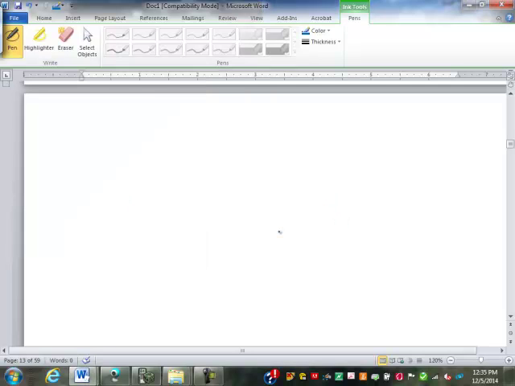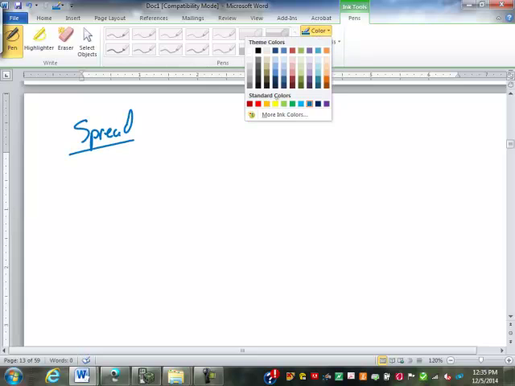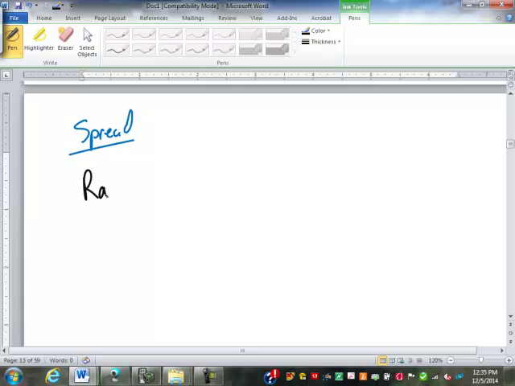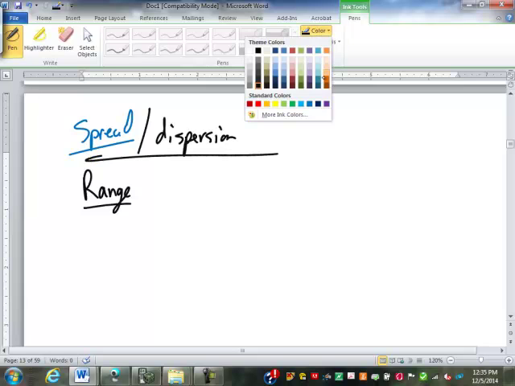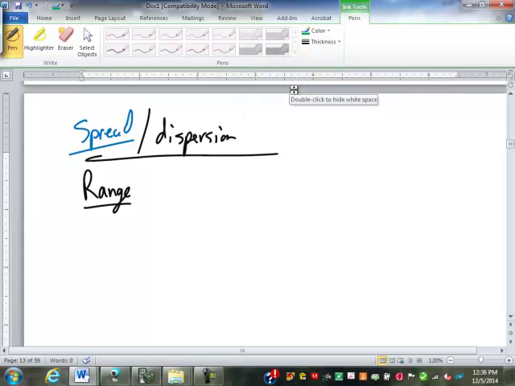So when we're looking at those measures of spread, probably the easiest one we can use is something called the range. Spread or dispersion. The range, very similar to the mid-range that we discussed for measures of center, is simply just the largest number, the maximum, minus the smallest number, or the minimum.